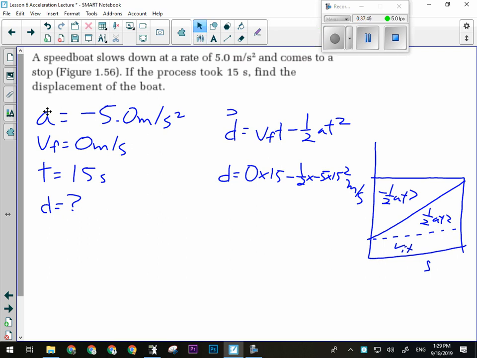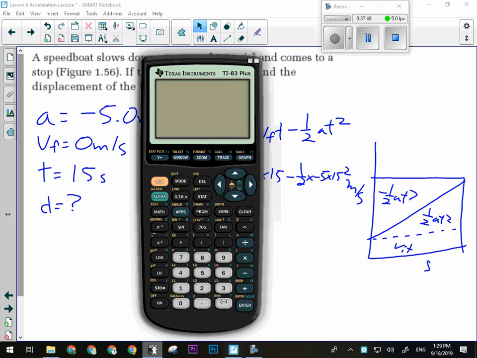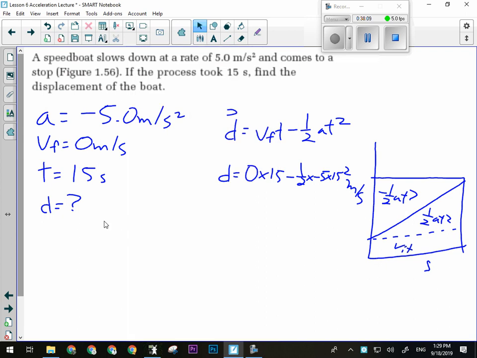Okay, because I'm still moving forward. Even though I'm slowing down, I'm still moving in a forwards direction. So, I'm going to have 0 minus 0.5 times negative 5 times 15 squared. All right, so we're looking at 562.5 meters. I only have 2 significant figures there, so it'll be 5.6 times 10 to the 2 meters.